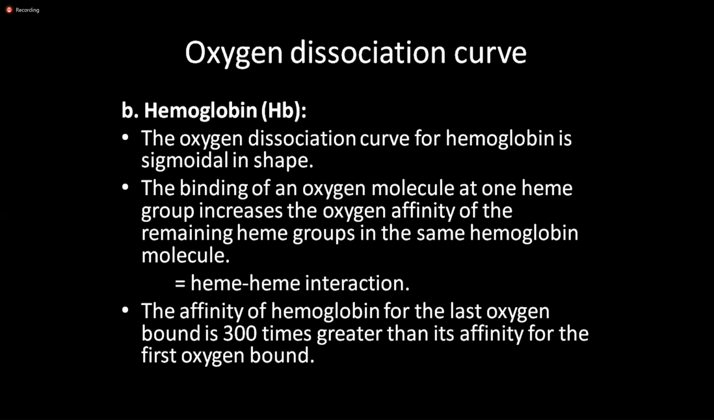It means the binding of an oxygen molecule at one heme group increases the oxygen affinity of the remaining heme groups in the same hemoglobin molecule. That is known as heme-heme interaction. The affinity of hemoglobin for the last oxygen bound is 300 times greater than the affinity for the first oxygen bound. So at the beginning, when one molecule of oxygen binds to the hemoglobin, the affinity is very low. But when the last molecule of oxygen binds to the fourth subunit of hemoglobin, the oxygen binding capacity increases more than 300 times.